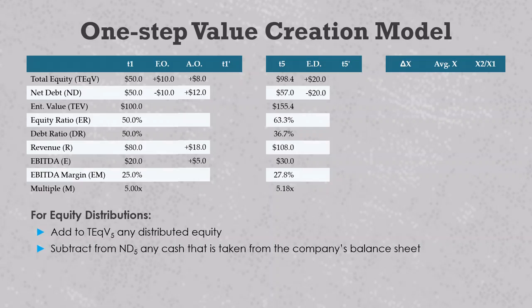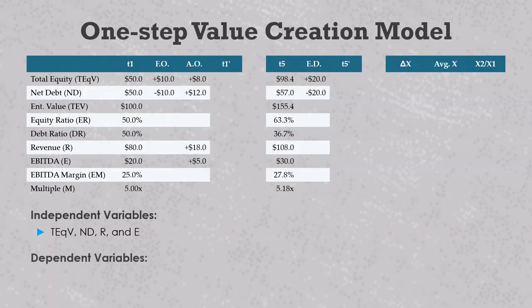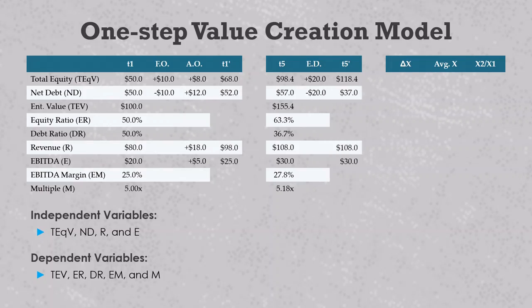Now note that these rules only mention independent variables like total equity, net debt, revenue, and EBITDA. They do not mention enterprise valuations, capital structure ratios, or valuation multiples because those are dependent variables which come from the independent variables. All we need to do is add across the independent variables as follows, and then calculate the dependent variables within the T1 prime and T5 prime columns.